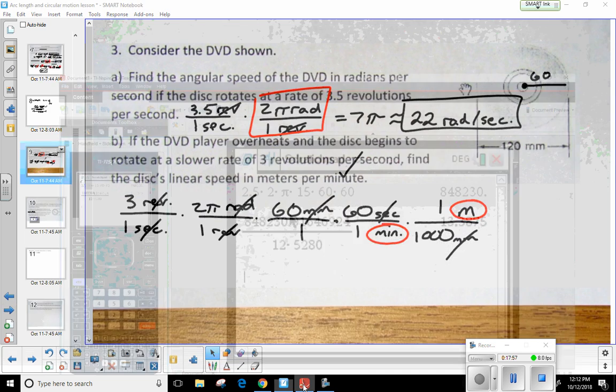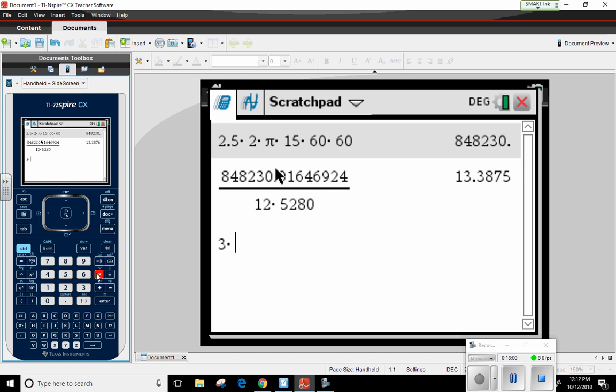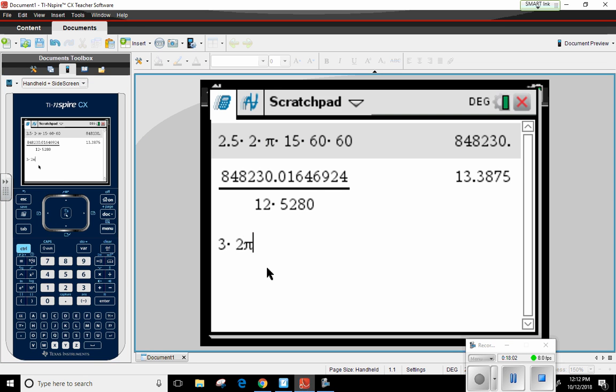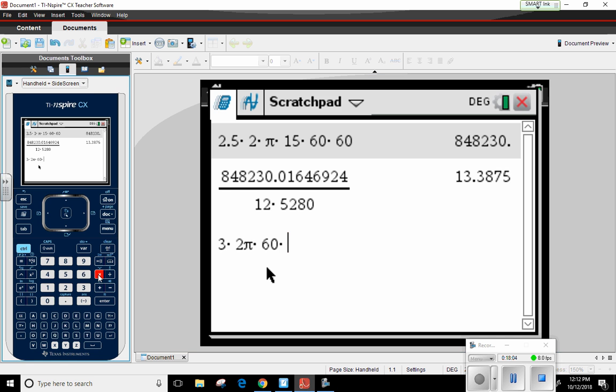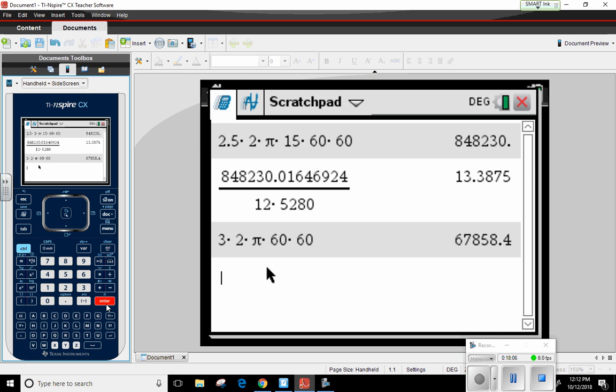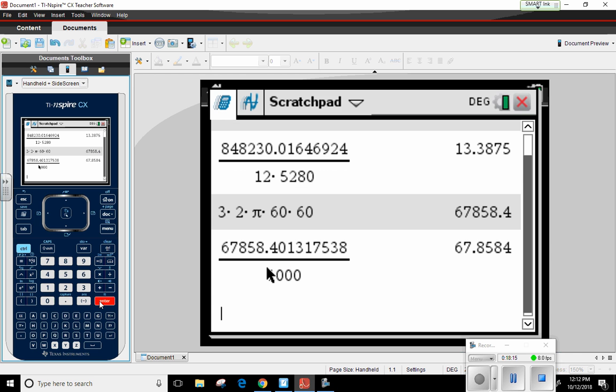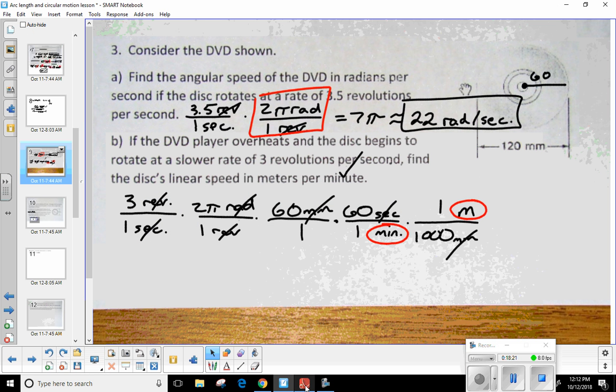3 times 2 pi, so I'm just going to multiply straight across the top. 3 times 2 pi times, what is it, 60 times 60? Okay. Now, that's the numerator, and all I have to do is divide this by 1,000. But that's just going to move the decimal 3 over. So I would say we're looking at about 67.9 meters per minute.